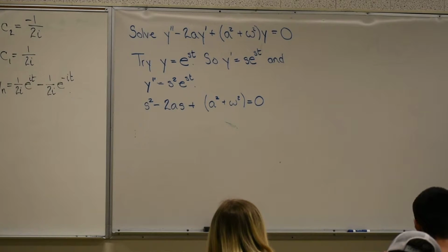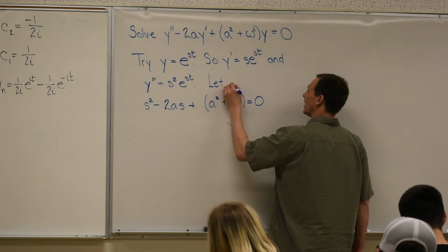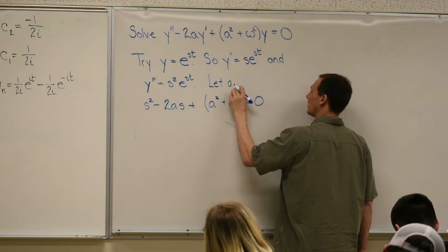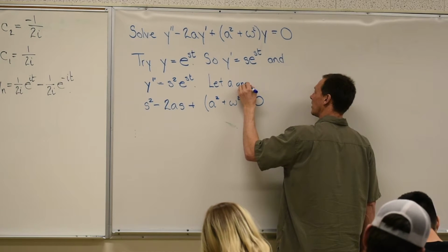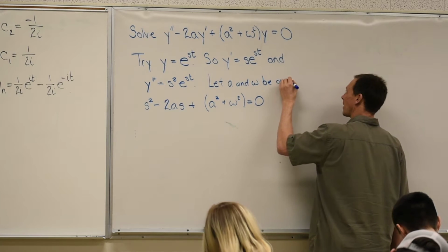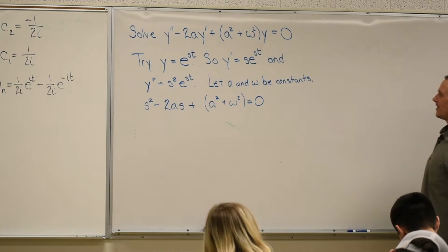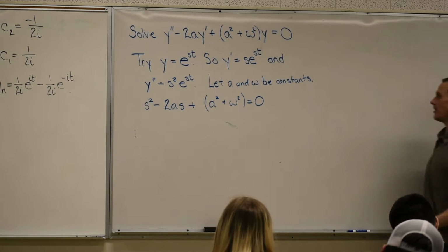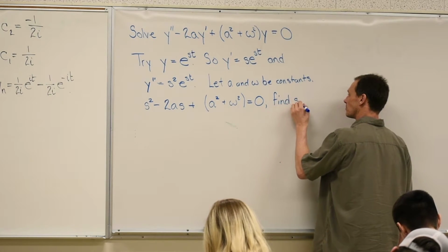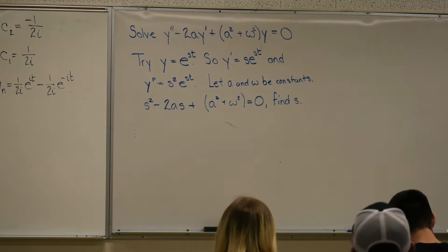Well, I should say this. Maybe I could add this. That's a good question. I'll just do this: let a and omega be constants. So we're trying to find s. Maybe I should write that. That wasn't fair. Find s. And don't just circle it and say, here it is. Got it. That's right there.